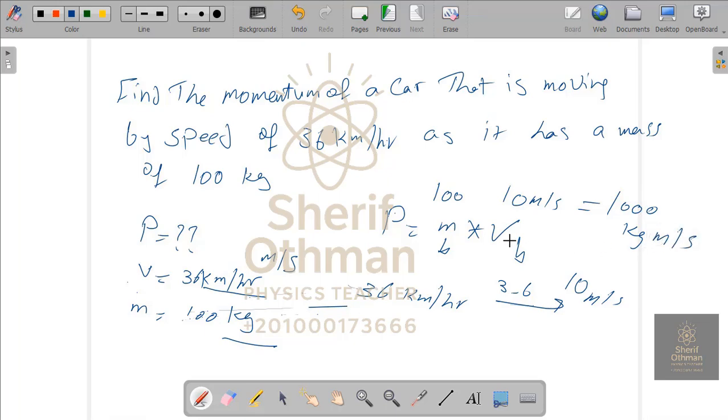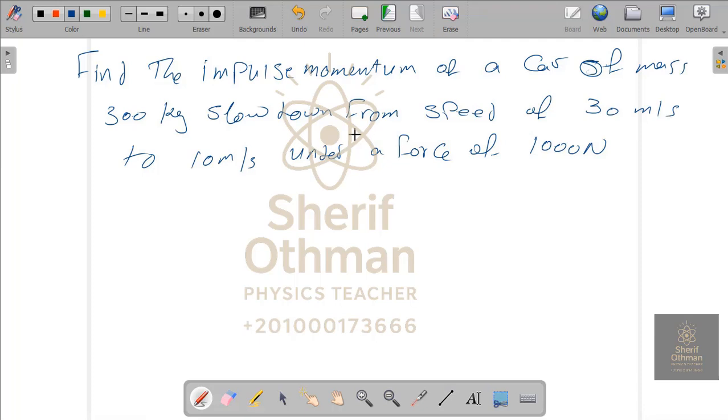meter per second. Okay, guys, let's solve this problem also. Find the impulse momentum of a car of mass 300 kilogram. Slows down from speed of 30 meter per second to 10 meter per second under a force of 1000 Newton. So he needs the impulse momentum of a car of mass. The mass is 300 kilogram.